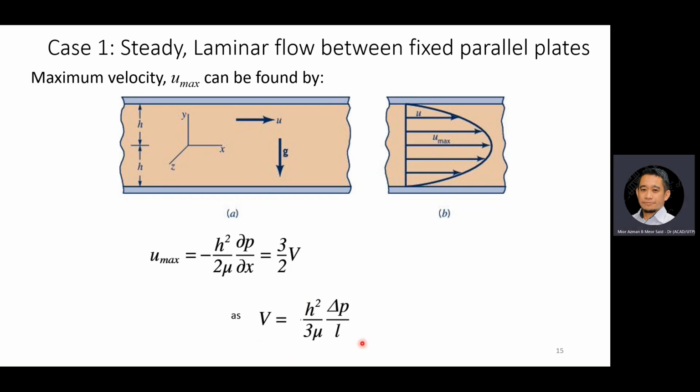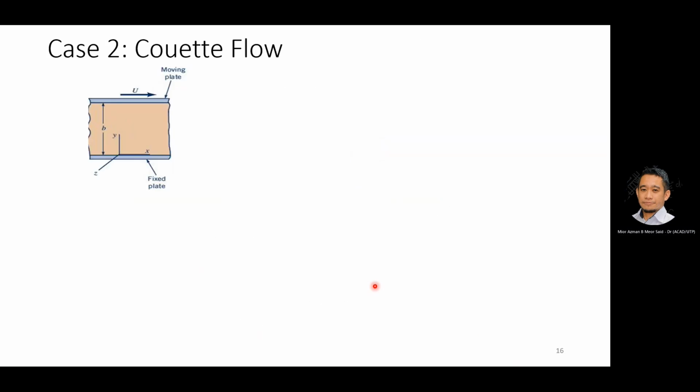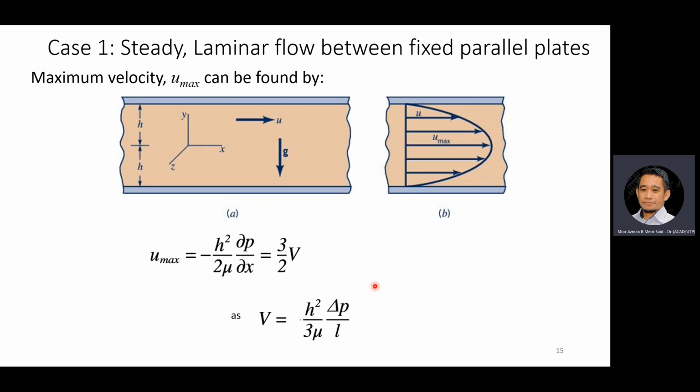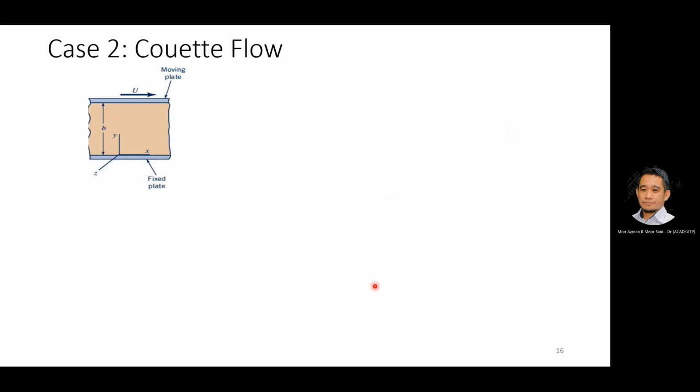Right, so that's the mean velocity equal to this expression. Okay. All right, so that's case 1, steady laminar flow between fixed parallel plates. Okay, now we go on to case 2, which is Couette flow.